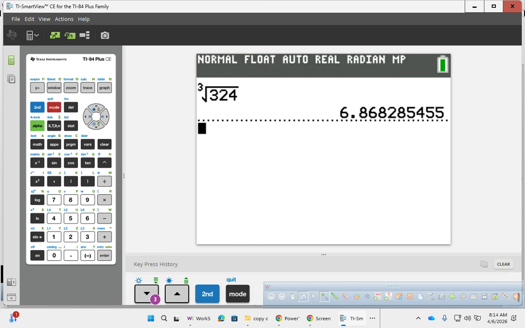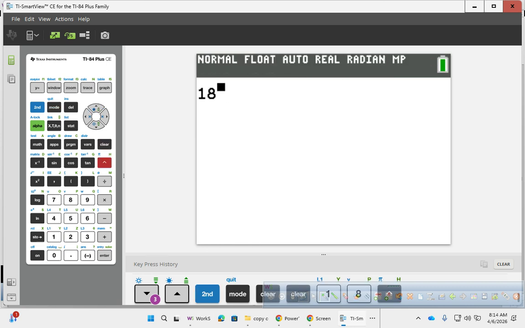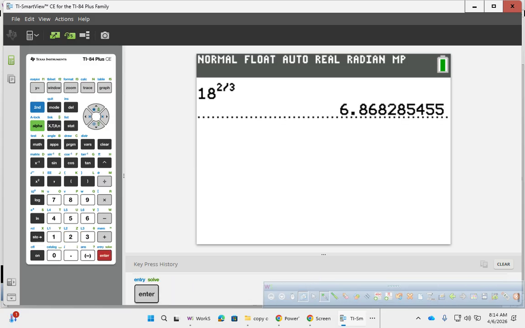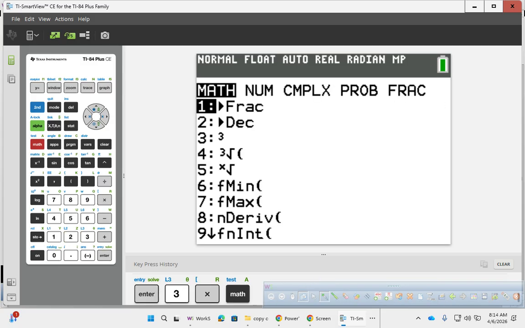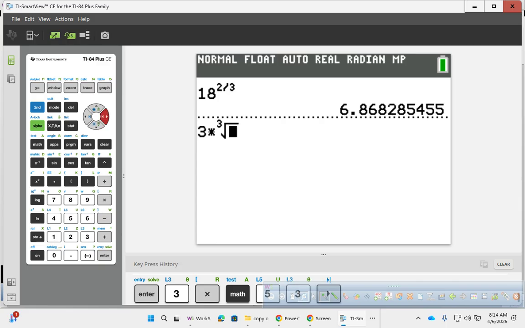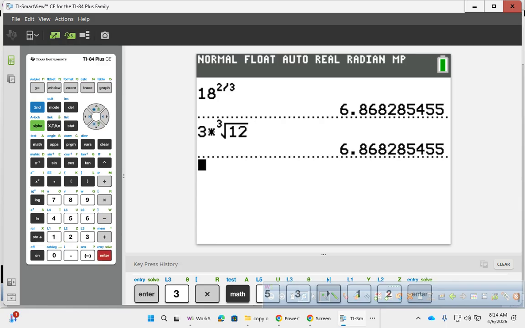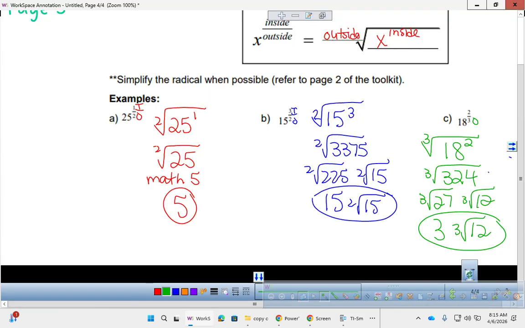18 to the 2/3 is called exponential form. 3 times the third root of 12 is called simplified radical form. We had a root and we simplified it. They match. They are the same. They are just in two different forms, exponential and radical. Once you get it to radical form, you still need to see if it reduces like the stuff we did before break. So we're continuing to do that. We're just adding to it.